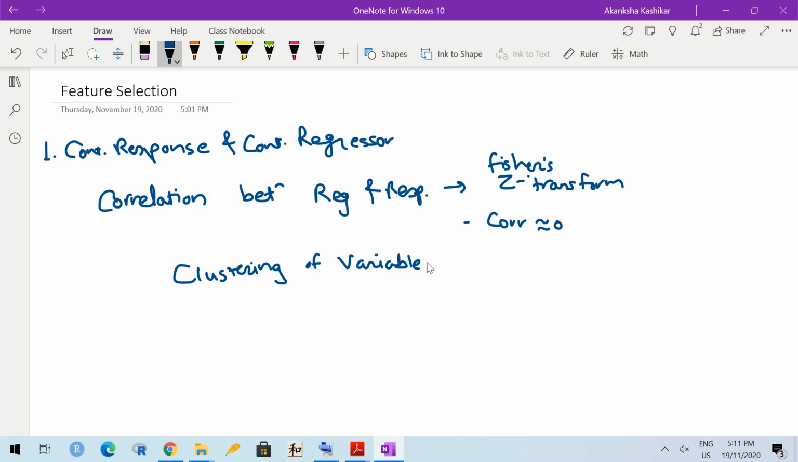We have studied clustering, but we have studied clustering of observations. So we used to have Euclidean distance or Manhattan distance or some binary type of distance, and then we used to cluster observations.